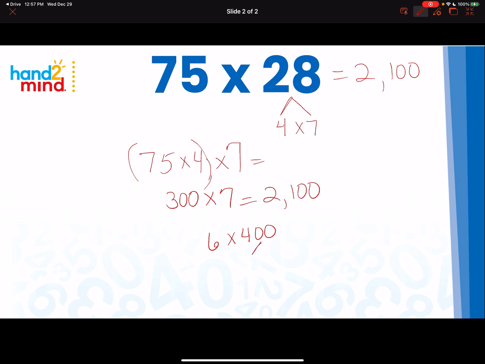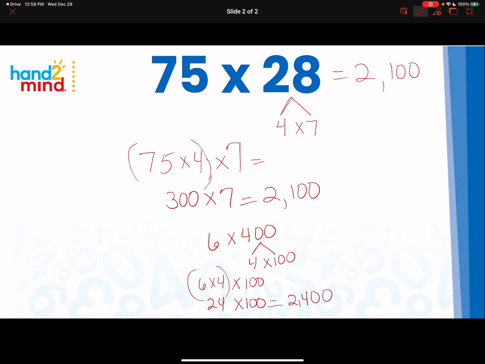Well, that works because what you're doing is you're really thinking about 400 as 4 times 100. Then you're regrouping that and knowing that 6 times 4 is 24, and multiplying that by 100, and that's where you come with 2,400 for 6 times 400.